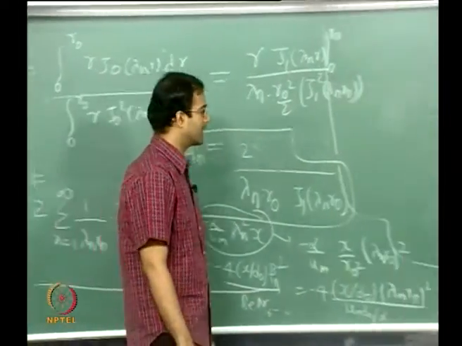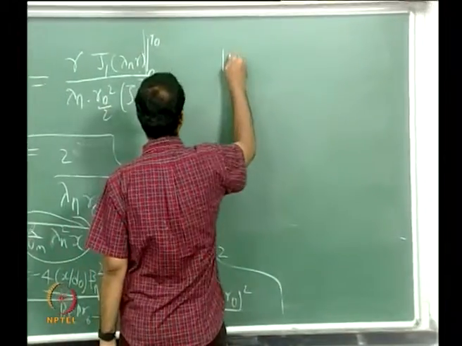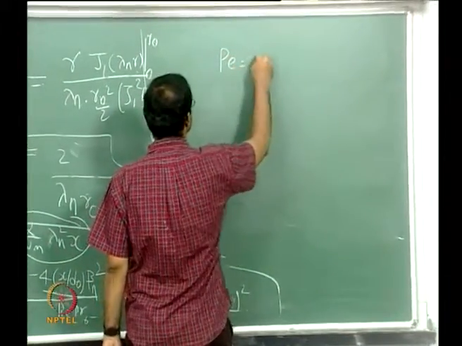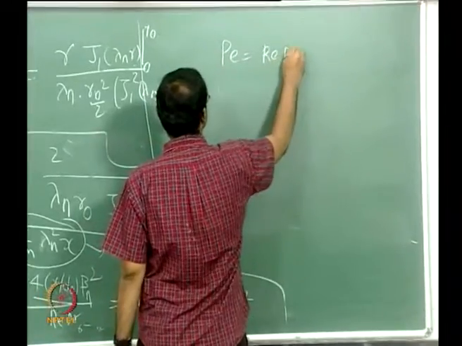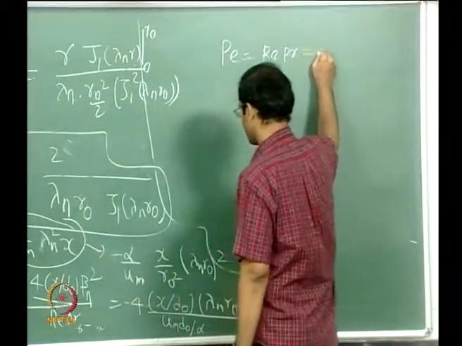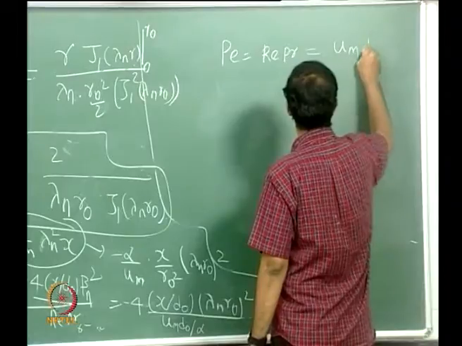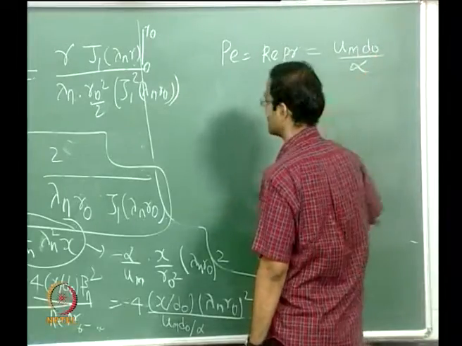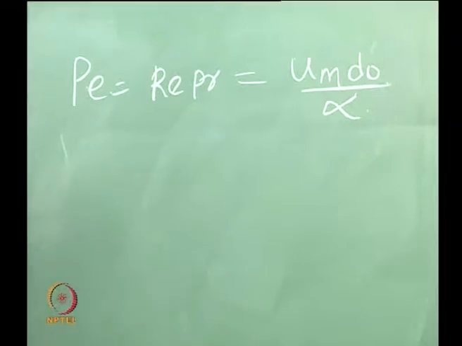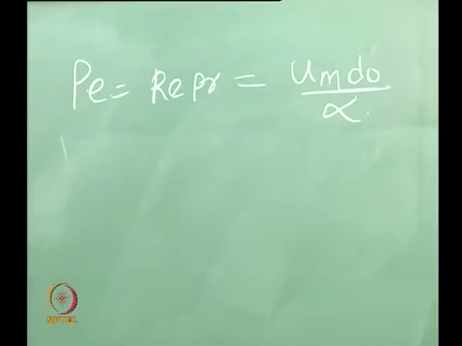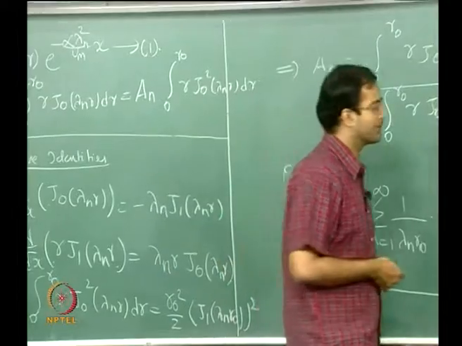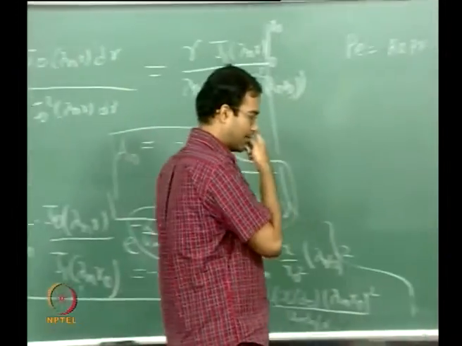Now I use another non-dimensional group called Peclet number, which is the product of Reynolds number times the Prandtl number, which is nothing but d naught by alpha. So generally rather than all the time doing Re Pr, people refer to that as a Peclet number, the product of Re times Pr.